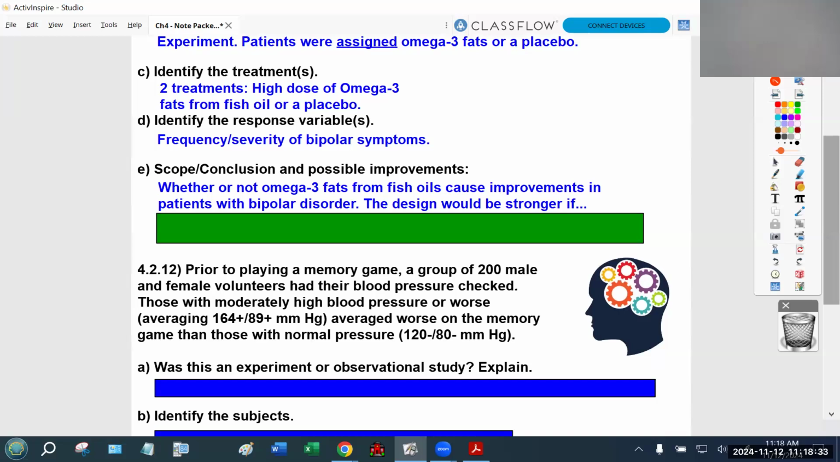Make it double blind. Make sure the patients don't, I mean, the placebo takes care of single blind. The patients don't know: are they getting the oils, or are they getting something else? That's the whole point of a placebo, to blind the subjects. But it could be double blind. Make sure the doctor's evaluating them.